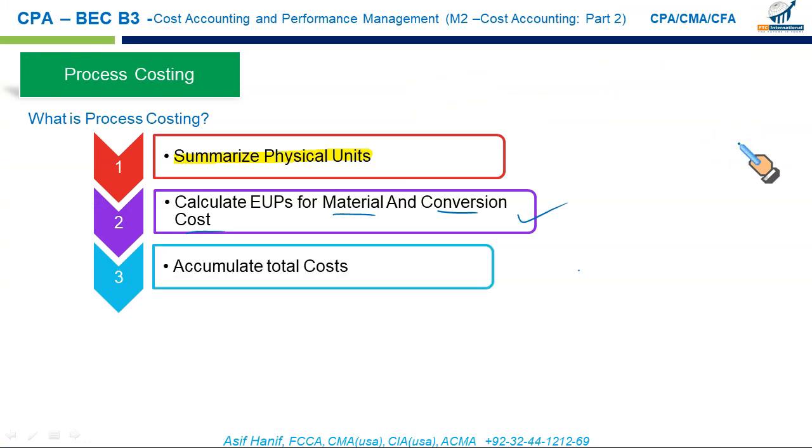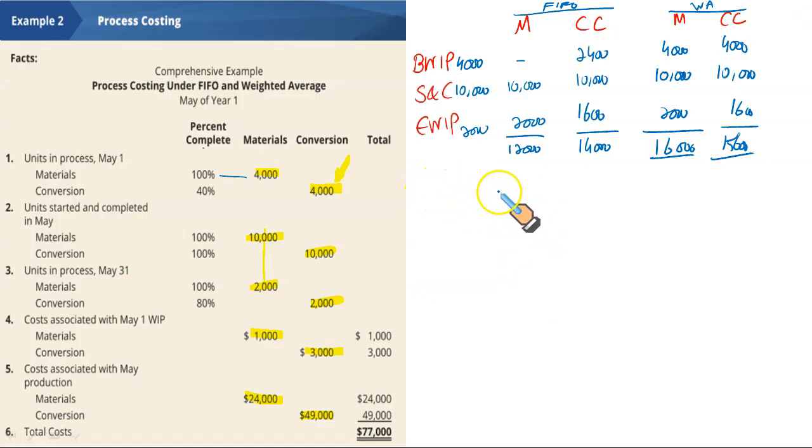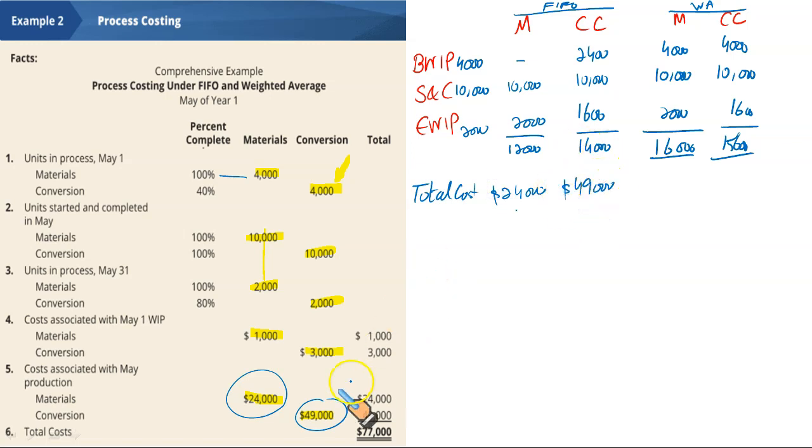In the third step, we need to accumulate the total cost separately for FIFO, only the current cost, and for the weighted average, the all cost, previous cost and the current cost combined. So remember, FIFO considers the current cost only, so the current cost is going to be 24,000 for material and 49,000 for the conversion cost. So remember, this is the total cost. We are accumulating the total cost, $24,000 for material and 49,000 for conversion cost, the current cost only. Remember, cost associated with May production.